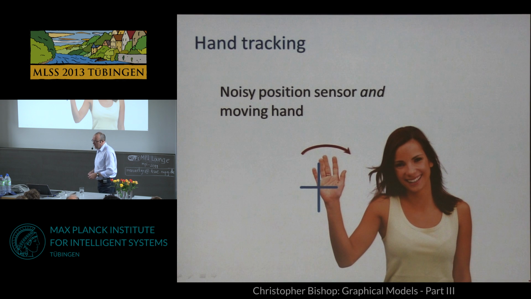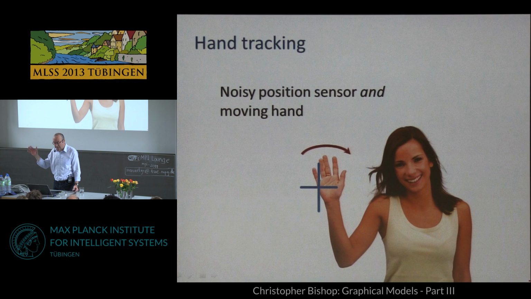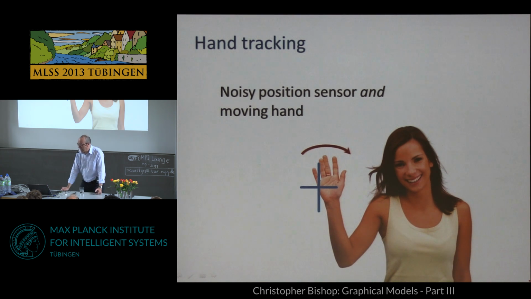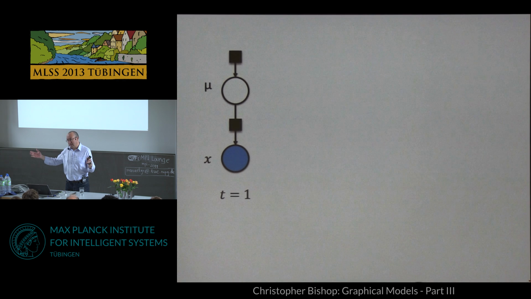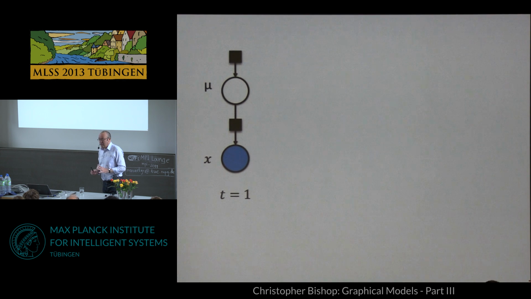Okay, so let's see how we'll express that idea of tracking this moving hand with a noisy sensor using a probabilistic model. So let's start with discrete time steps. Maybe this is a video, and we're doing this 30 times a second. So imagine we're making these measurements at discrete, equal intervals of time. We start off at time 1, and we've just made a noisy measurement for the position of the hand. So this is exactly the same as we had already.